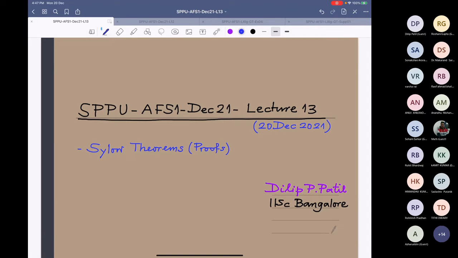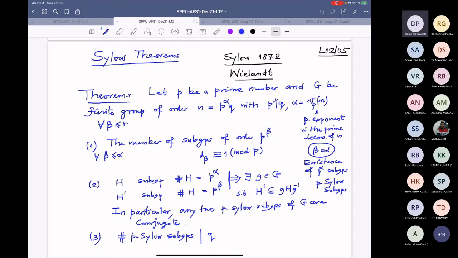Last time, where we started, here. These are the three theorems, and I motivated them, what we are going to do. We are going to consider an action. As I said, we want to show that there is a subgroup of order p power alpha. That is the existence of Sylow subgroups. And then the other two: how do you compare two different Sylow subgroups, and how many of them are there? These are the second and third theorem.